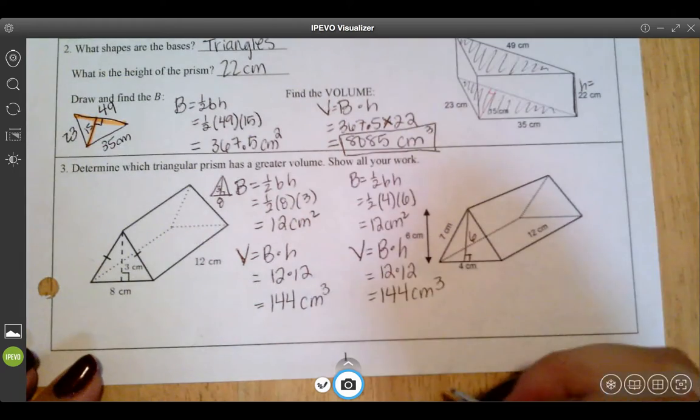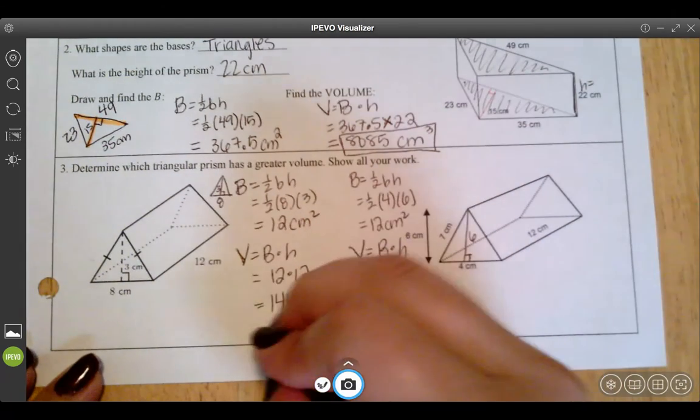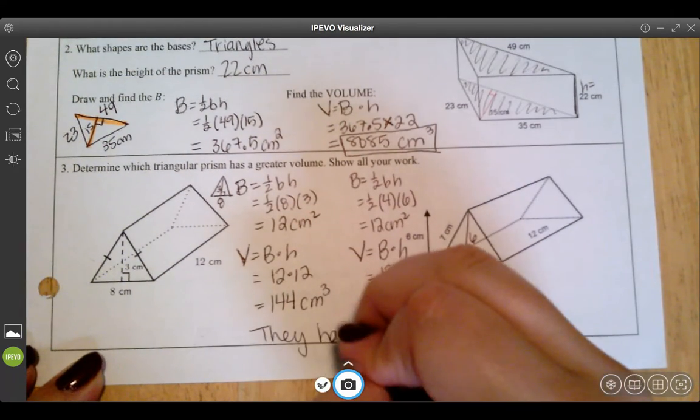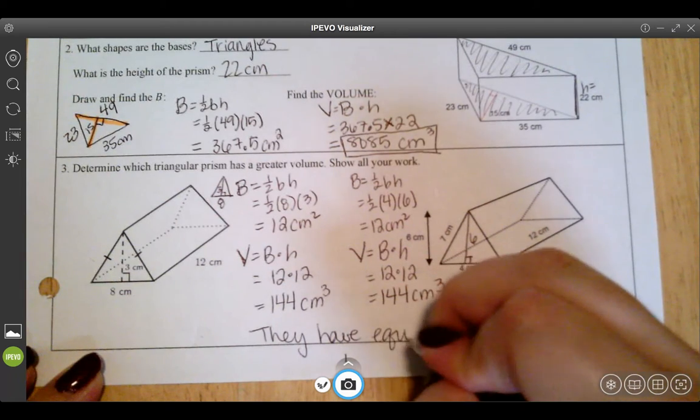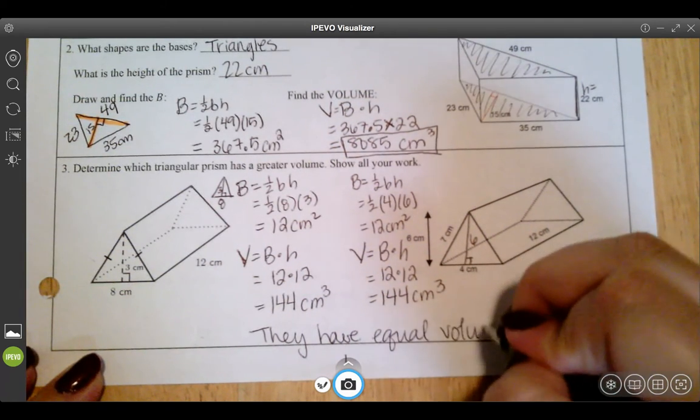So which one has a greater volume? They have equal volumes.